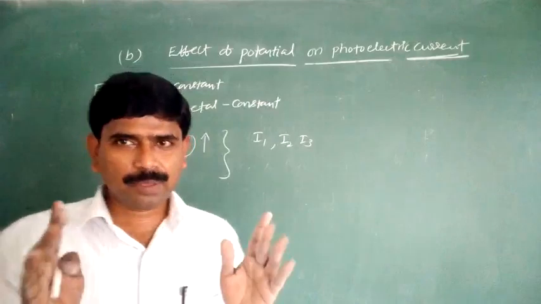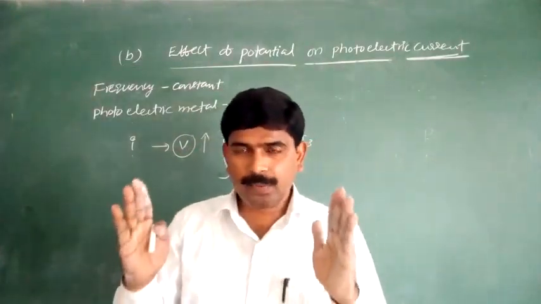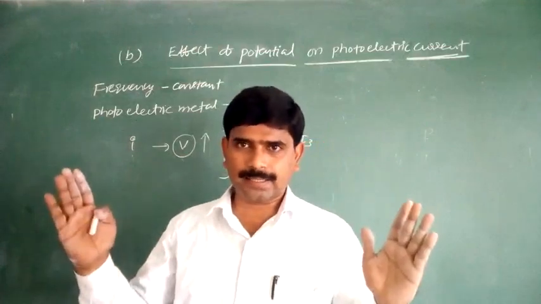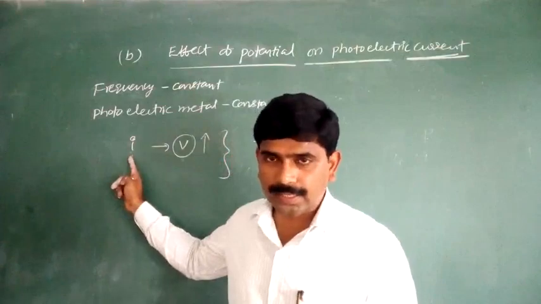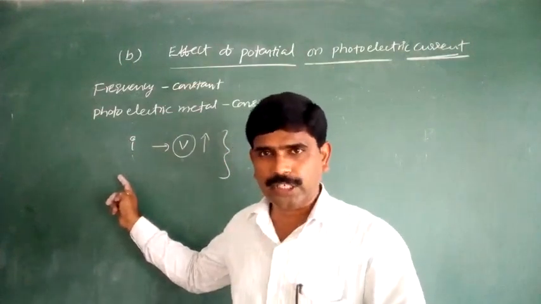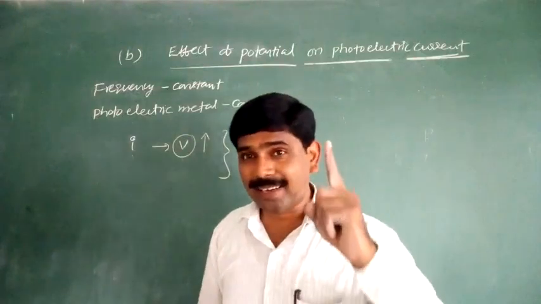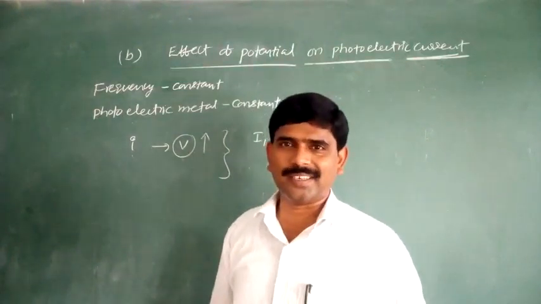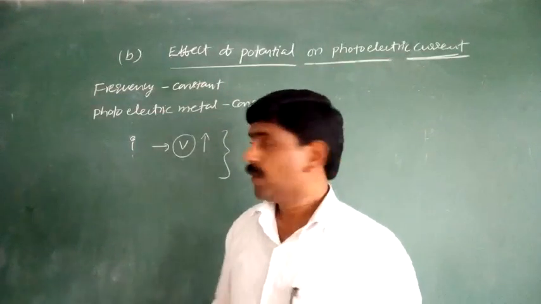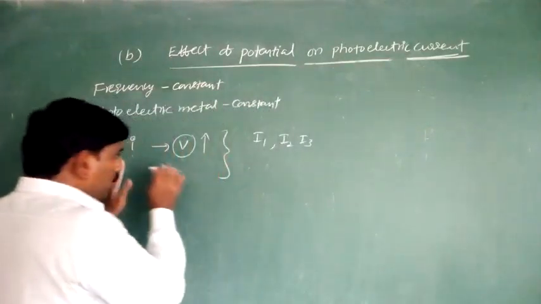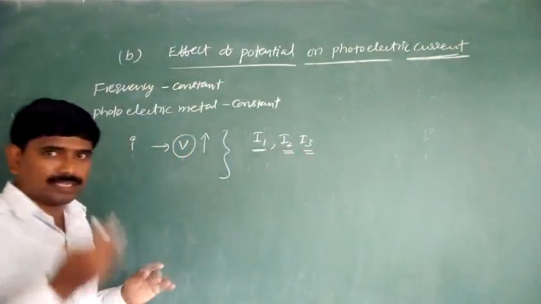Let me give you more clarity. Observe: when the positive voltage between the electrodes increases, the photoelectric current value also increases. After a certain potential, that current value becomes constant. We call that current the saturated current. We are using that word, saturated current. So here we are doing the same experiment for different intensities of the radiation.